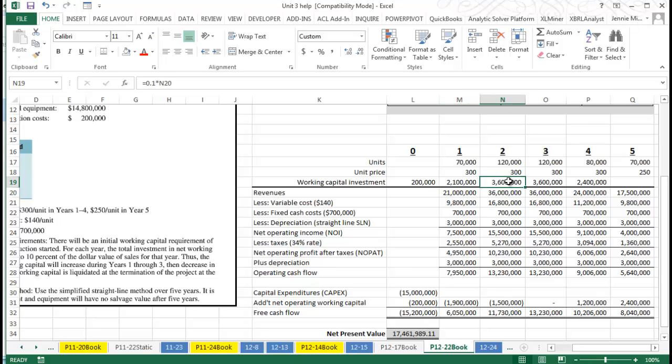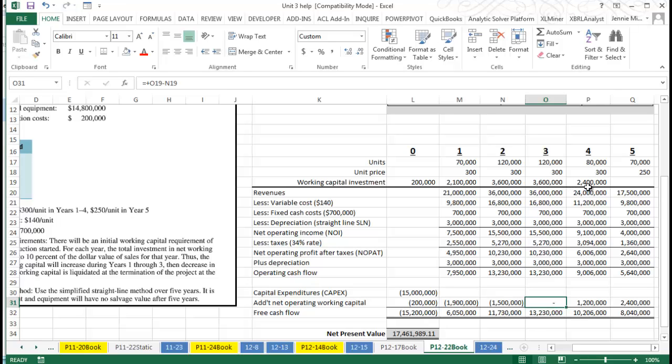Same thing here. In year 2, we need 3600. And the way I got this amount is just 10% of the sale amount. But since I already have 2100, I only need to add 1500 down here for the additional working capital. Here, I've already got 3,600 at the end of year 2 accumulated, so I don't need to add any more to that. And remember, the additional working capital is usually to handle the inventory.